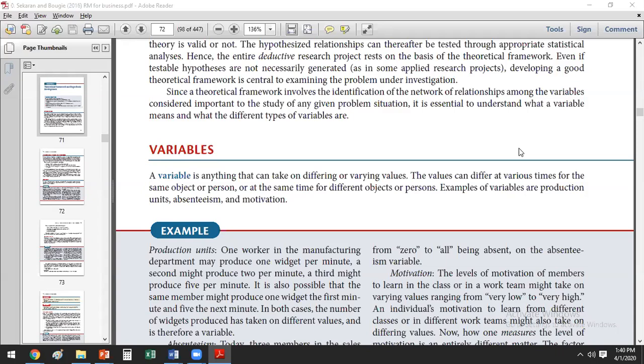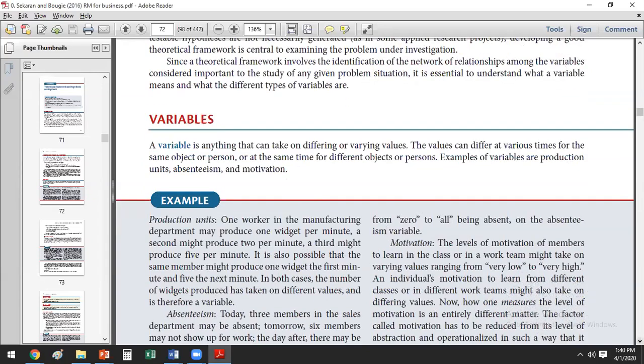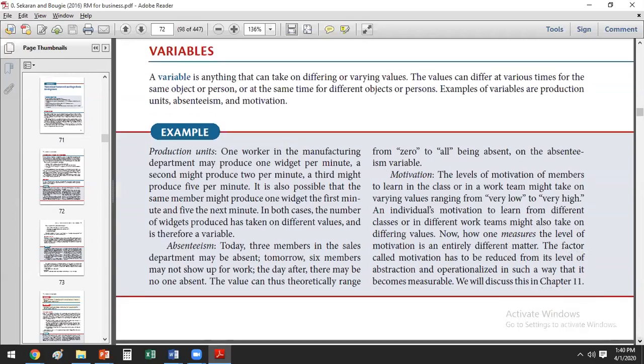Theek hai? For example, you may see in the book. Let's open the book and see over here and read this out. In this example, production unit is one of the variables, and absenteeism is another variable, motivation is another variable. So there are three variables defined through the scenario. So let's read it. I will be reading one variable for you. Production units. One worker in the manufacturing department may produce one widget per unit per minute.